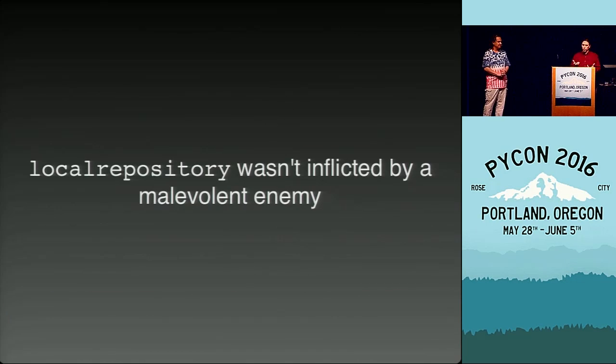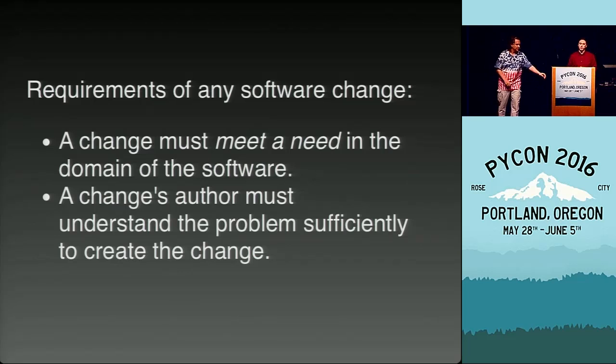Now, local repository wasn't inflicted on the Mercurial community by some malevolent enemy who really wants to make my life difficult. It's the tragedy of the commons that comes about as a side effect of the natural software development process. And any software change has to meet these requirements. It has to actually solve a problem, and the author of the change has to understand the problem in the code base well enough to create the change.